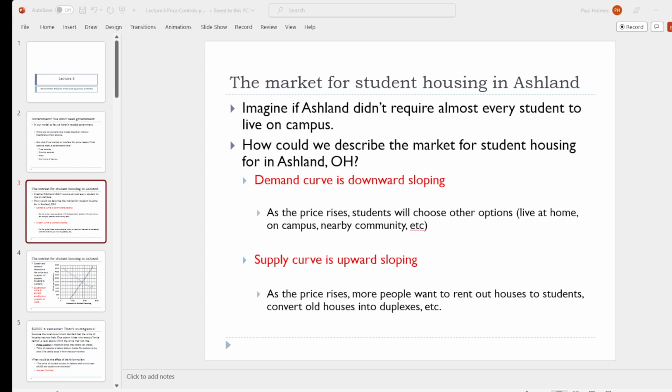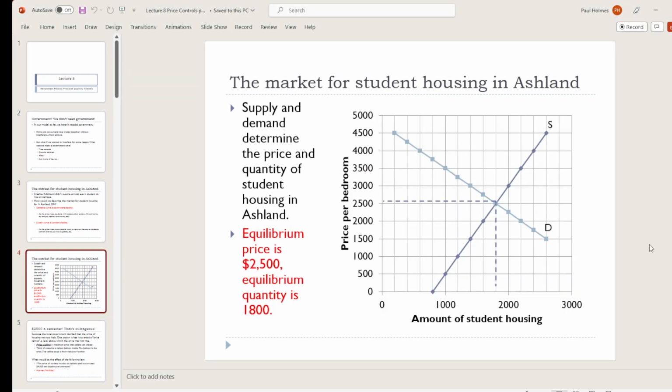And so what that's going to mean is that the supply curve's not going to be very, very shallow. It's still going to be pretty steep, but it will be upward sloping. And so maybe it might look like this. We've got a pretty flat downward sloping demand curve and a relatively steep upward sloping supply curve. Where they cross in the middle here is our equilibrium, which in this market that I've just made up, we've got an equilibrium price of 2,500, equilibrium quantity of 1,800 rooms.